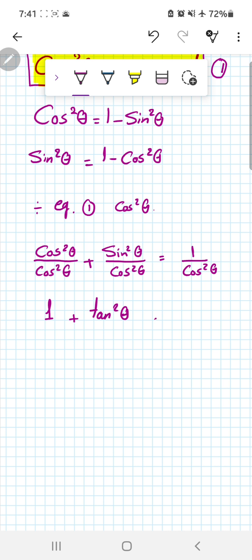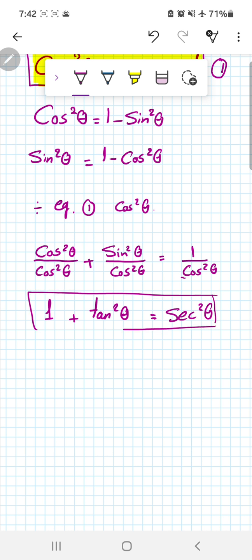Okay, equals 1 over cosine, the reciprocal of cosine. Here we have c, so its reciprocal is sec. Cosine power 2 means sec power 2 theta. And this is the second trigonometric identity.